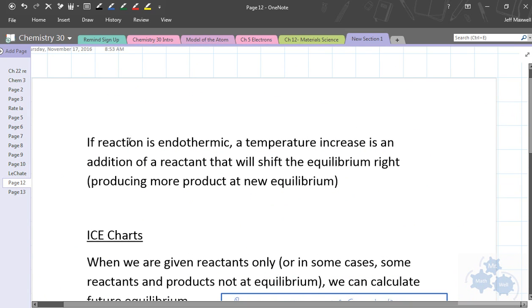As we finish off here, what does it say? A reaction is endothermic. A temperature increase is an addition of a reactant. So that's the way you look at it. Okay, and that just follows what we said. If the forward reaction is endothermic, a temperature increase is like an addition of a reactant, and it will shift equilibrium to the right. Okay, so you can take a moment to add that to your notes if you don't already have it.